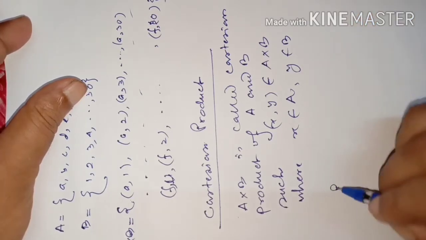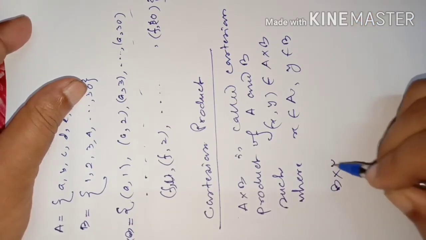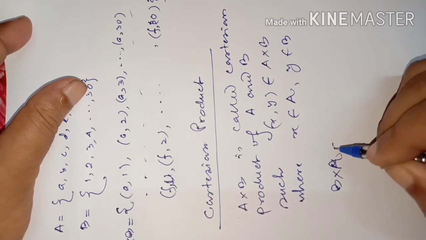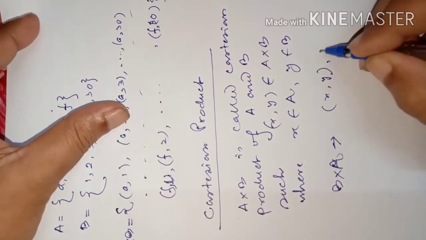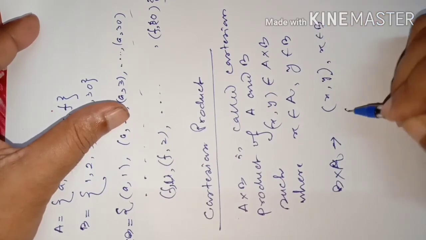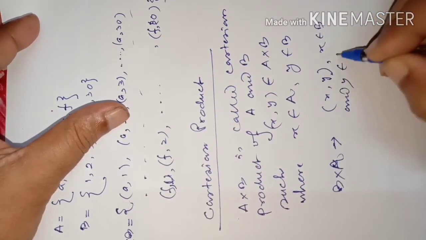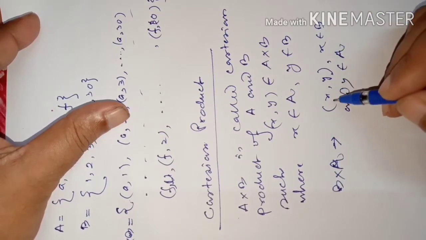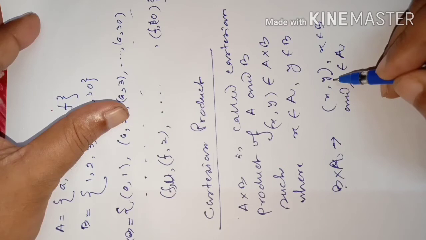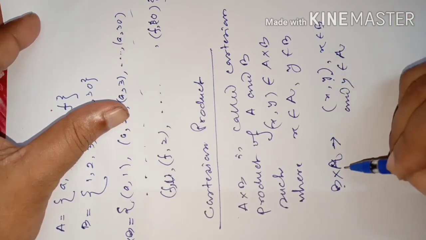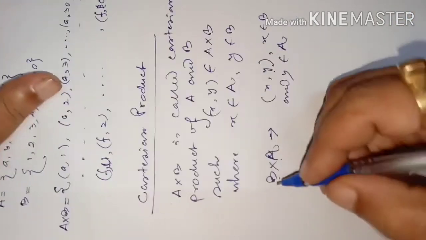When we write B cross A, we will understand that in the x comma y that will come here, x will belong to B and y will belong to A. Means the first one should be an element of the first set. The second one of the ordered pair will be an element of the second set. Like so, one example I am giving you.